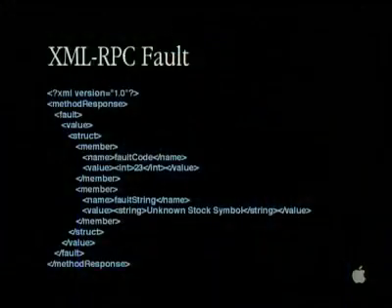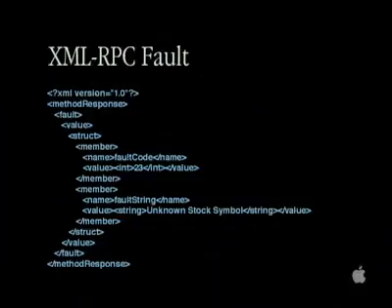A fault is a method response that includes a fault and a value, and unlike the normal method response, it includes a dictionary with two values: a fault code, which is a numeric value, and a fault string, which is a descriptive term for what the error is.